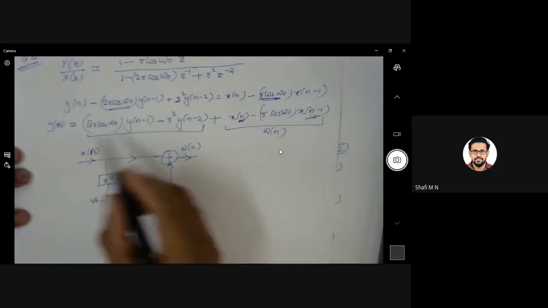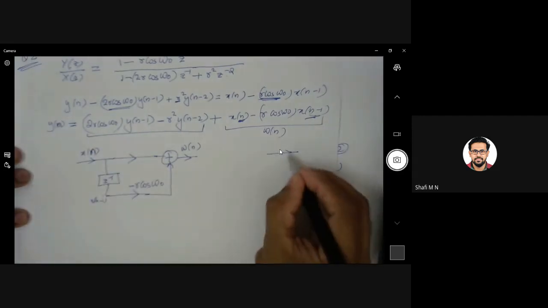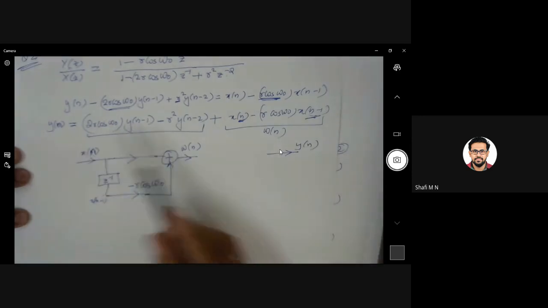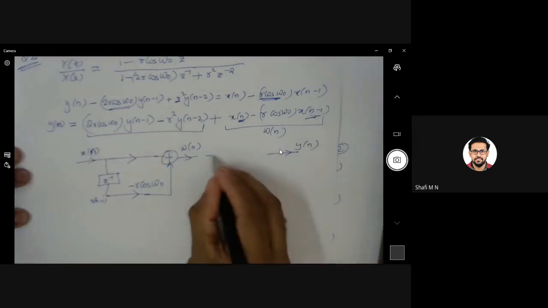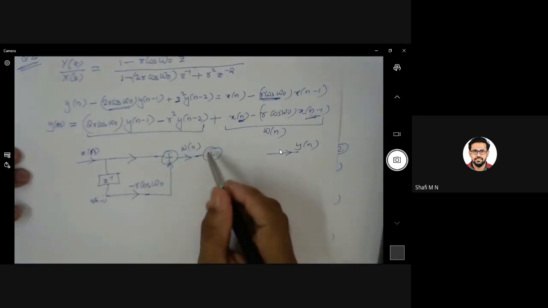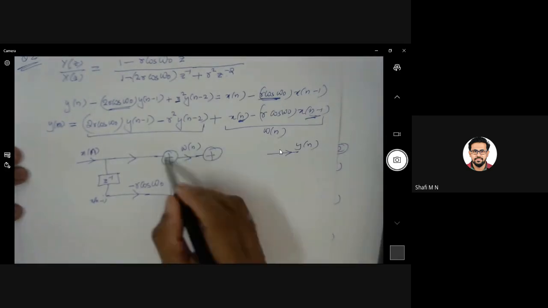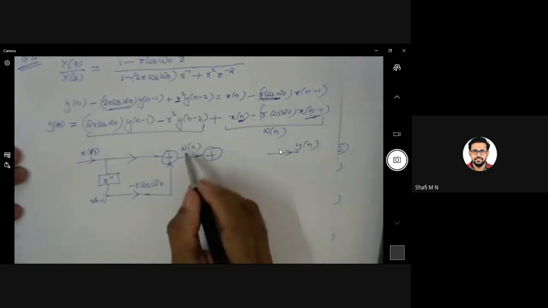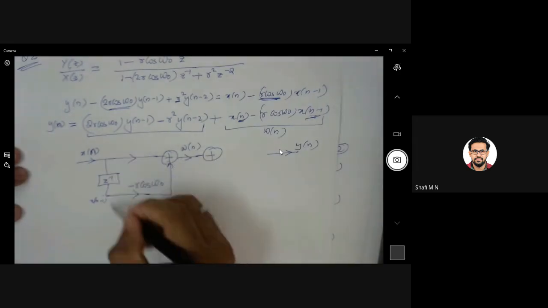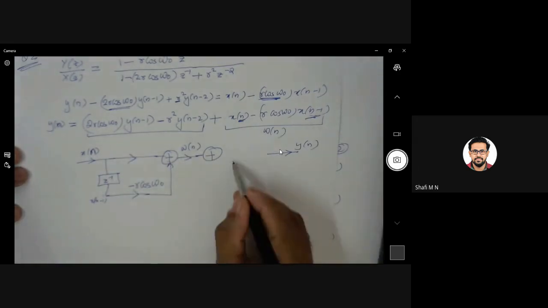Got it? Now let me obtain y of n. How can you obtain y of n? W of n has to be added to something. It will always be like this. In direct form 1 realization, you will always have two summing blocks like this, and the middle value will be addressed as w of n, with some delay elements on the left-hand side and some delay elements on the right-hand side.